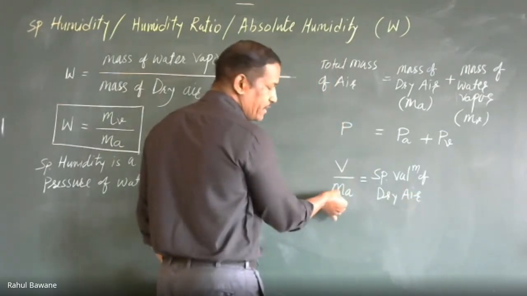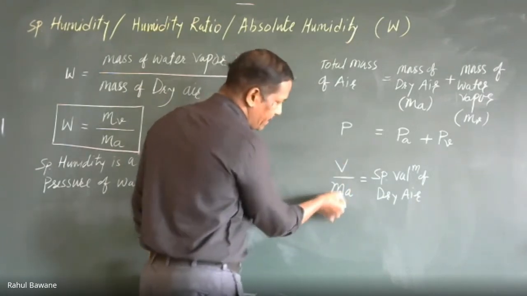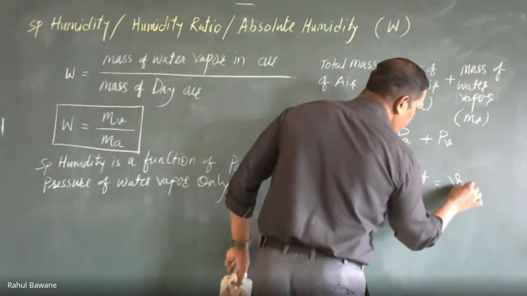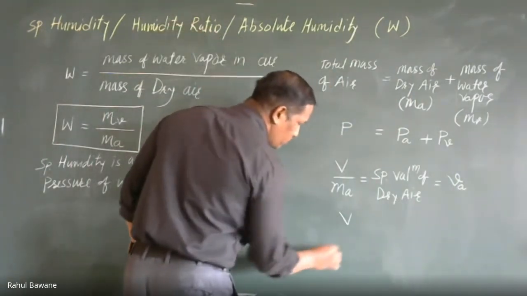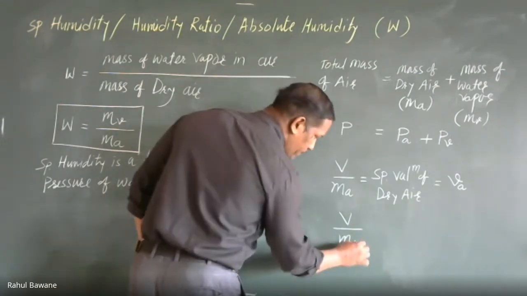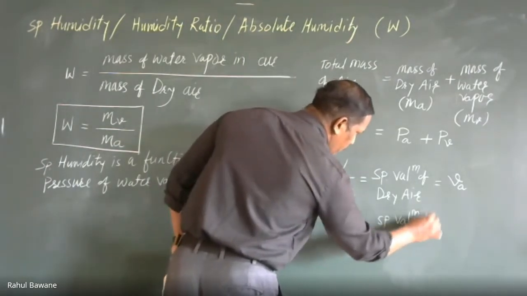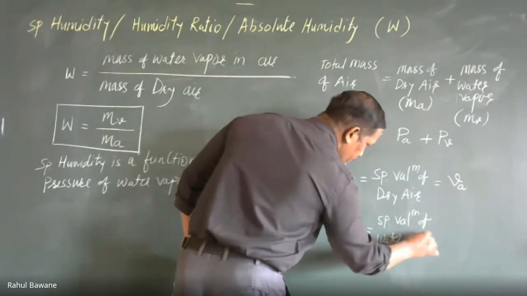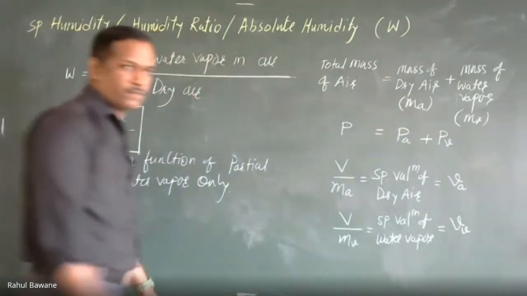So total volume divided by mass becomes specific volume. If I divide this total volume of air by the mass of dry air, it becomes the specific volume of dry air. In the same manner, if I divide this total volume of air by the mass of water vapor, it will be the specific volume of water vapor, and it will be denoted by Vv.